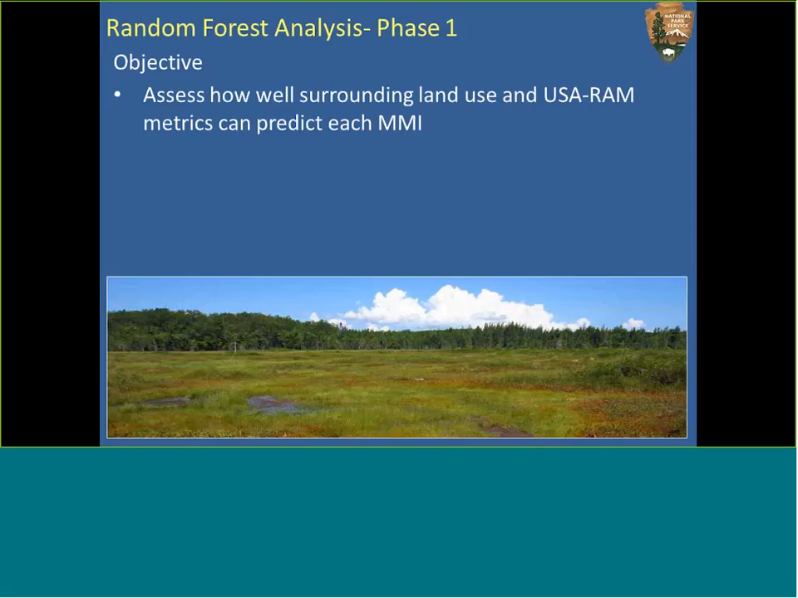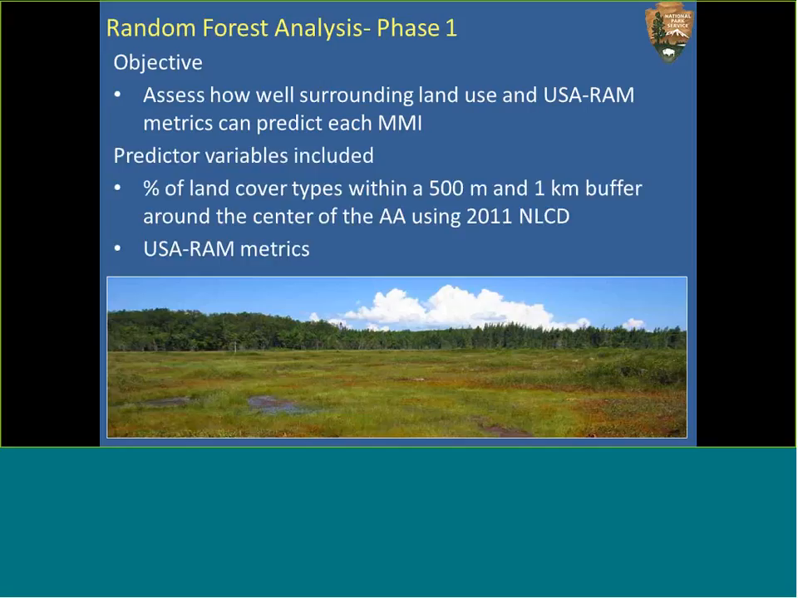And if anyone is interested in learning more about random forest regression, I can send along a few helpful articles, including one called Machine Learning Without Tears, which is really well written for this type of approach. So anyway, for my random forest analysis, my response variables were each MMI, and my predictor variables were percent of land cover types within 500 meters and within a 1 kilometer buffer around the center of the assessment area, using the National Land Cover Dataset. And then I also included the USA RAM metrics.